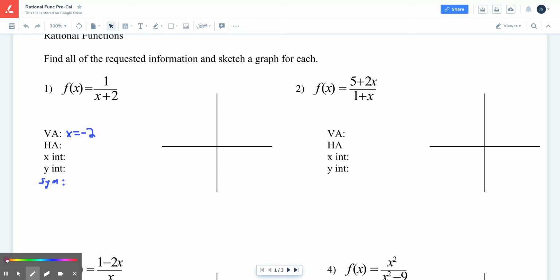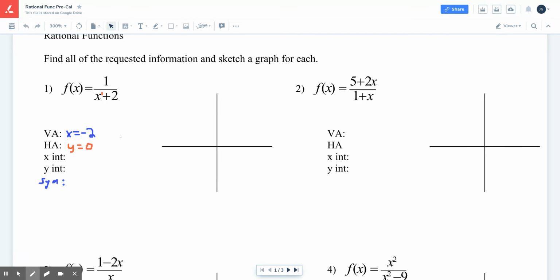Now, horizontal asymptote. Remember from what we talked about on the previous page, that you have to look at the degree. If there is no x, the degree is 0. There is none. So the degree on the bottom is 1. The degree on the top is 0, which means the degree on the bottom is larger. Anytime the degree is bigger on the bottom, the horizontal asymptote is always 0. So I get y equals 0.